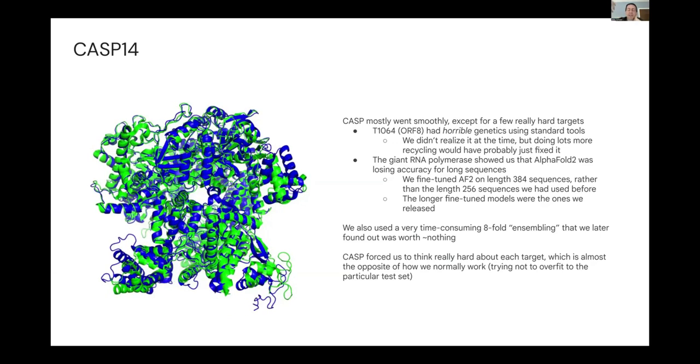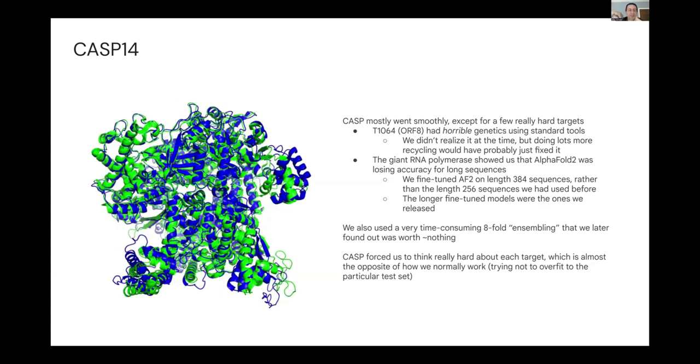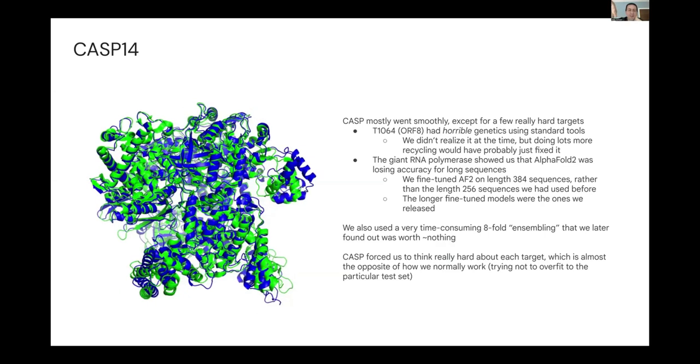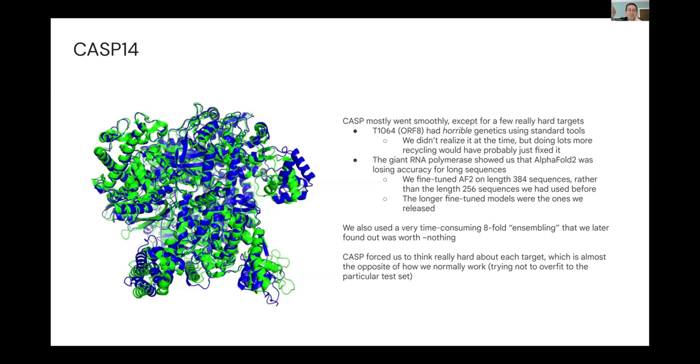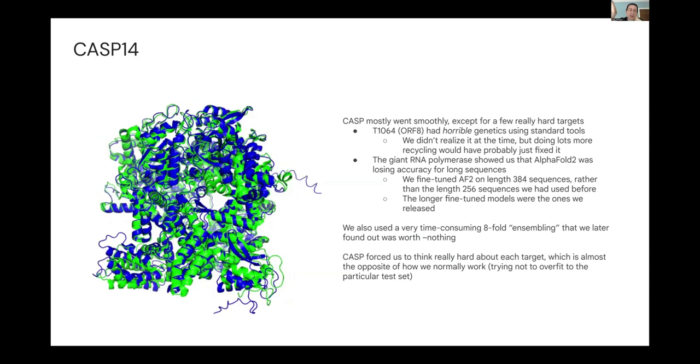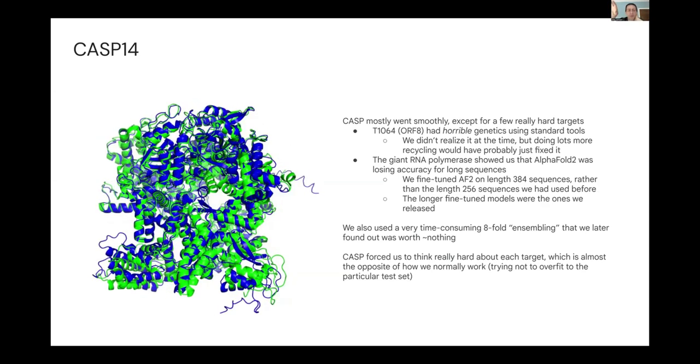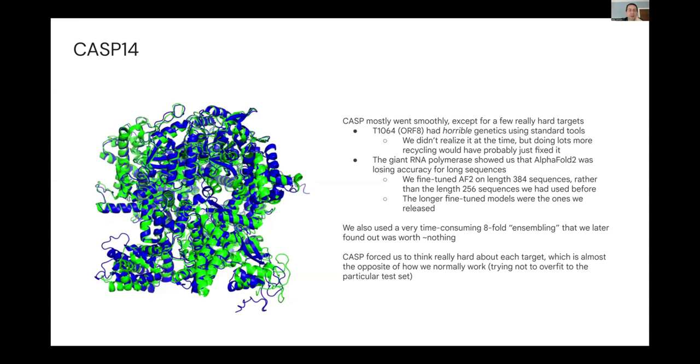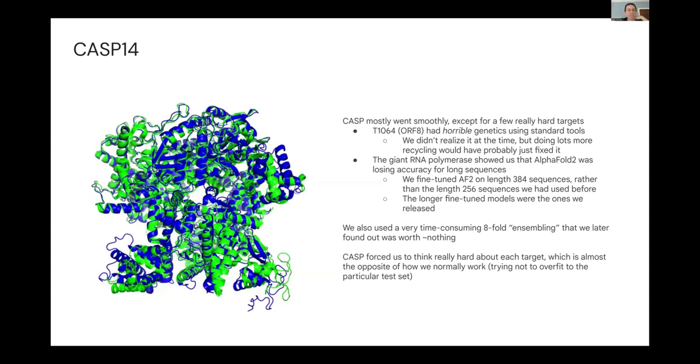And we were doing almost exactly the opposite when we were developing AlphaFold: we didn't want to look at each target too much because we were afraid we would overfit to those particular targets. And I think it was a really interesting exercise. For both AlphaFold1 and AlphaFold2, the course of doing CASP taught us how to improve our systems.